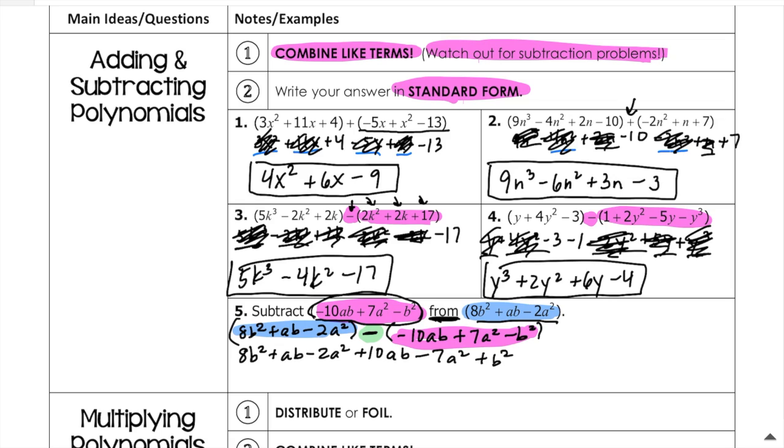Okay. And I'm going to do what I've been doing this entire time, right? I'm going to look for my highest degree. And again, like we said before in that last video, you need to make sure you're doing this in alphabetical order, right? So the A's are what's important, not the B. So I'm going to look for my A's. Who is my highest A? Well, it seems like I got a 2a squared and a negative 7a squared. So negative 2 minus 7 gives me negative 9a squared.